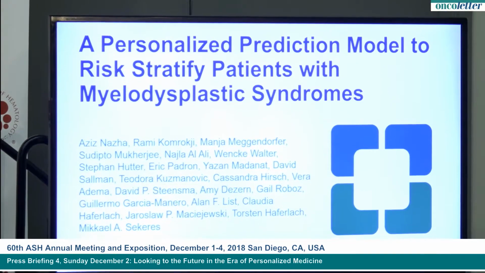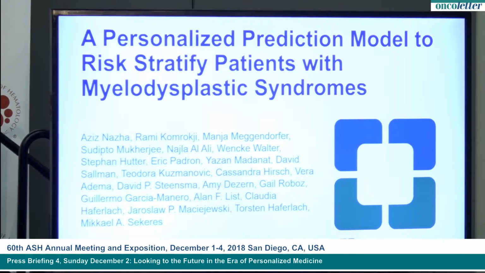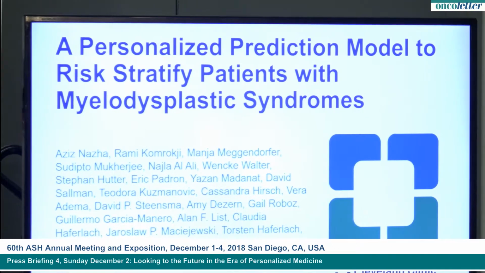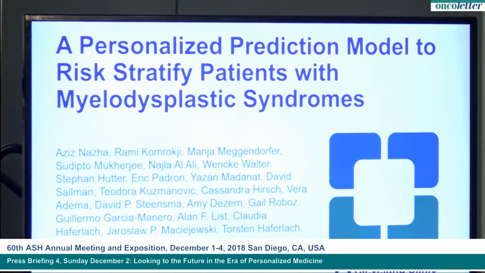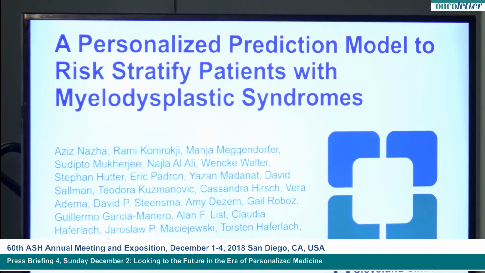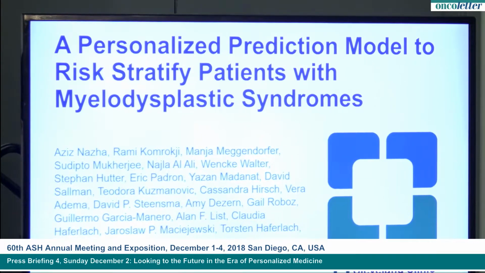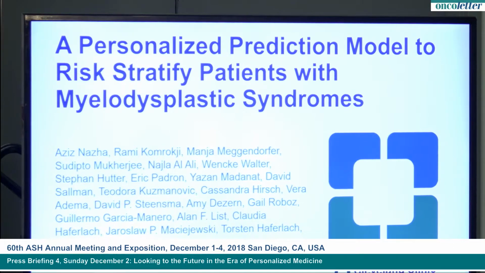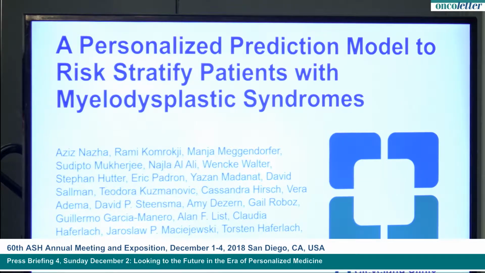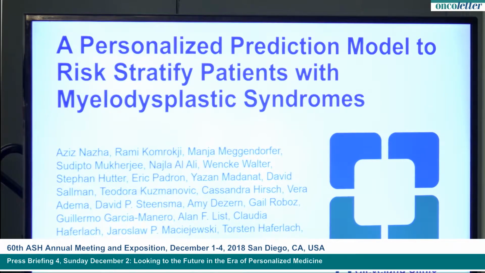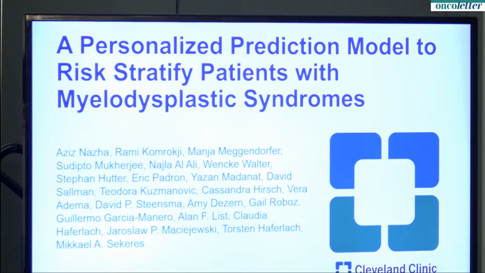So I'm going to discuss with you an approach that we take to build a personalized prediction model that can predict outcome for patients with a form of blood cancer called myelodysplastic syndromes. Myelodysplastic syndromes are a blood cancer that typically happens in older adults, associated with very low counts, and there is a tendency to progression to acute myeloid leukemia. Survival for some of these patients can be measured in years, but for some of them it can be measured in months.